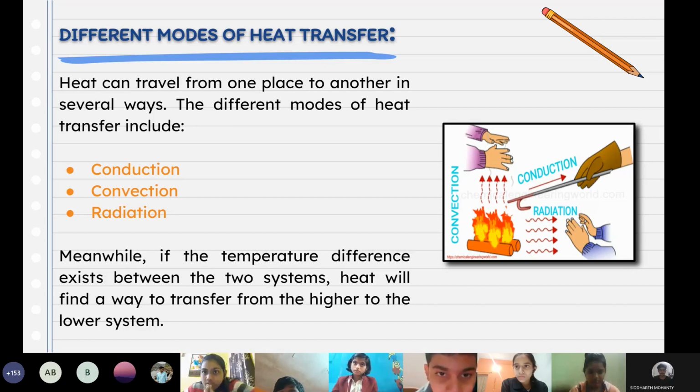Next slide, please. Now we'll be understanding these concepts, that is conduction, convection, and radiation, briefly.